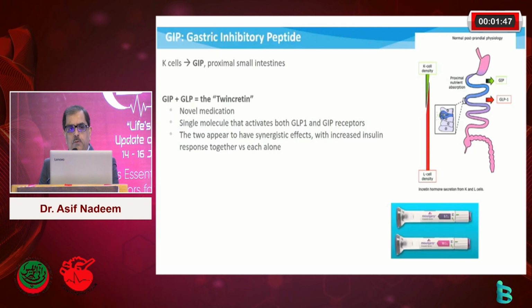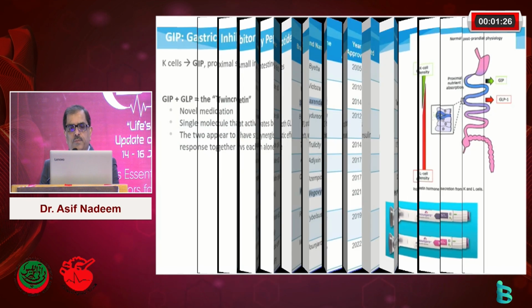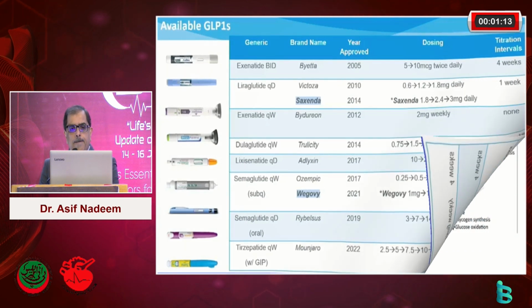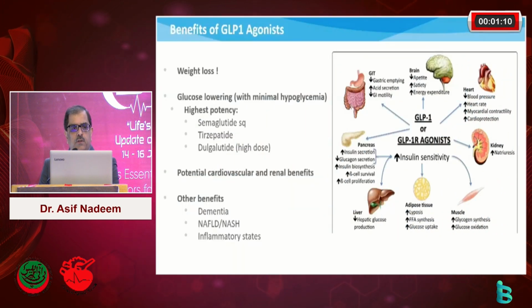Gastric inhibitory peptide is liberated by the proximal small intestine. If we combine GIP and GLP, this is known as twincretin, and twincretin is a novel medication, a single molecule that activates both GLP-1 and GIP receptors. The two appear to have a synergistic effect, with increased insulin response together versus each alone. So these are various brands which are available, like liraglutide, semaglutide, dulaglutide, and the last one is tirzepatide.